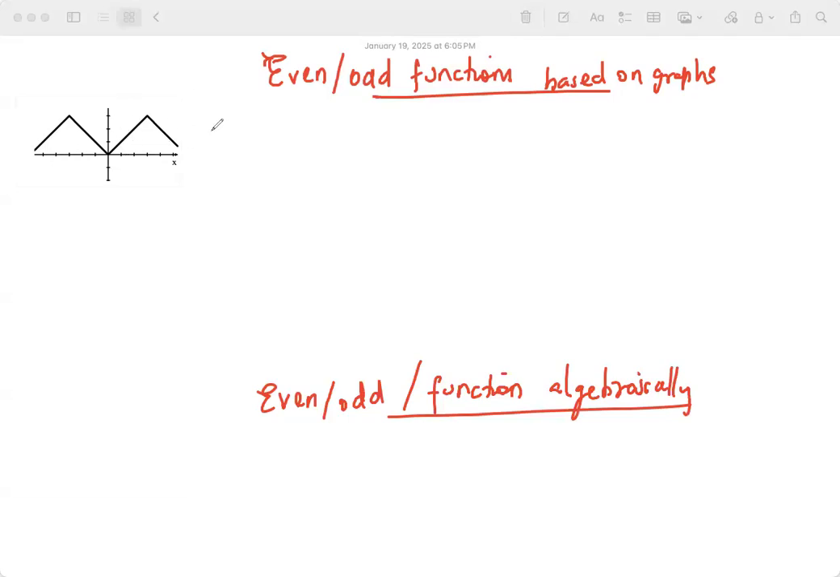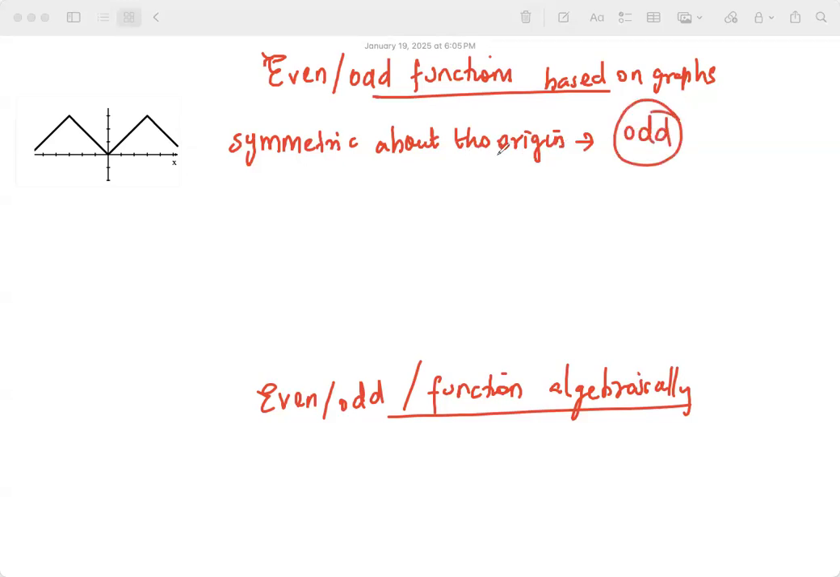When you look at the graph, when the graph is symmetric about the origin, then it is an odd function. If it is symmetric about the origin, odd function. You know how I remember? O, O. O, O means origin odd. Symmetric about y-axis means it's an even function. Any questions here? So what is this function?